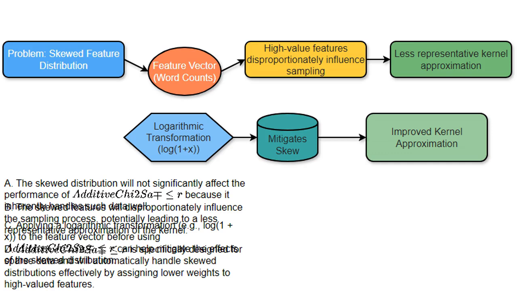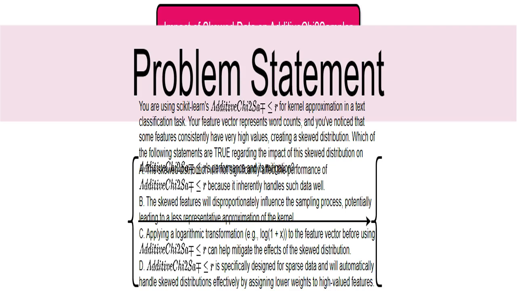It still needs help. I'm tackling a problem using Sklearn's AdditiveChi2Sampler for approximating a kernel in a text classification task. My feature vector, representing word counts, has a skewed distribution because some features have extremely high values. I need to figure out how this skew affects the AdditiveChi2Sampler's performance and what I can do about it. Because of the skew, features with very high values will be picked much more often during the sampling process. This makes the kernel approximation less accurate, and my model might not perform well on new data.